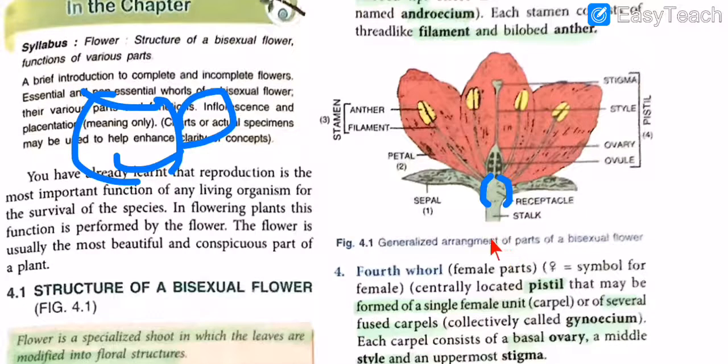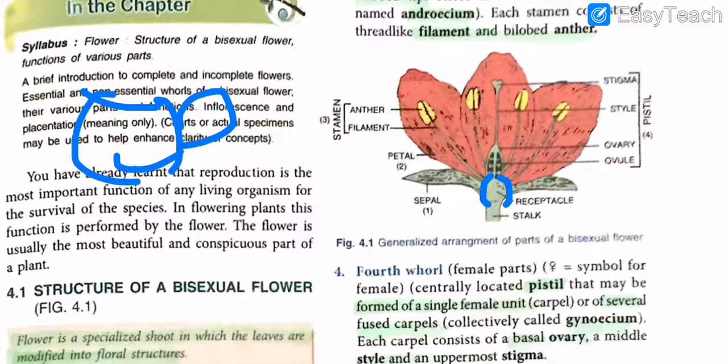Then you have the second whorl, that is the large brightly colored petals. It is collectively called the corolla. And the first whorl, that's the green sepals, they are collectively called the calyx. Then the third whorl, you have the male parts.